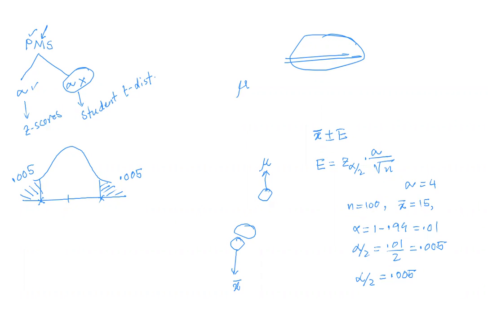Negative 2.575. That is correct. Thank you. Negative 2.575. That's your Z sub 0.005. And similarly, by symmetry, 2.575 is going to be your Z sub 0.005 on the right. Now you just do the margin of error calculation, right?